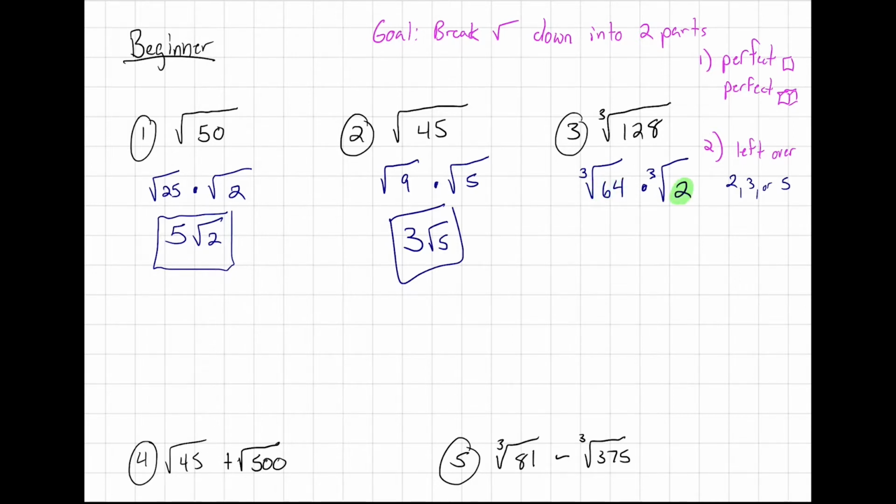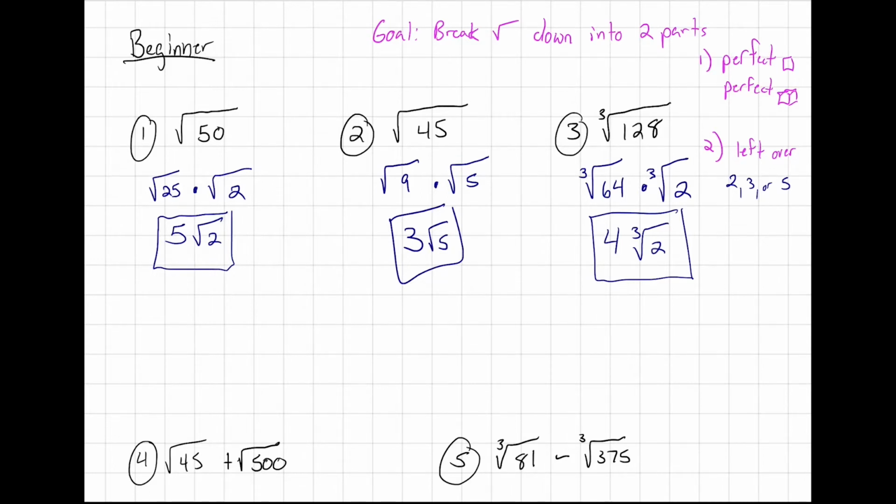Notice that on the left-hand side, I have a perfect cube. On the right, I again have split up things into 2, 3, or 5. So that kind of helps ensure that I'm doing things right. Now it's just a matter of taking the perfect cube. Well, what's the cubed root of 64? The cubed root of 64 is 4. And the other leftover part just gets rewritten. And so we're done.